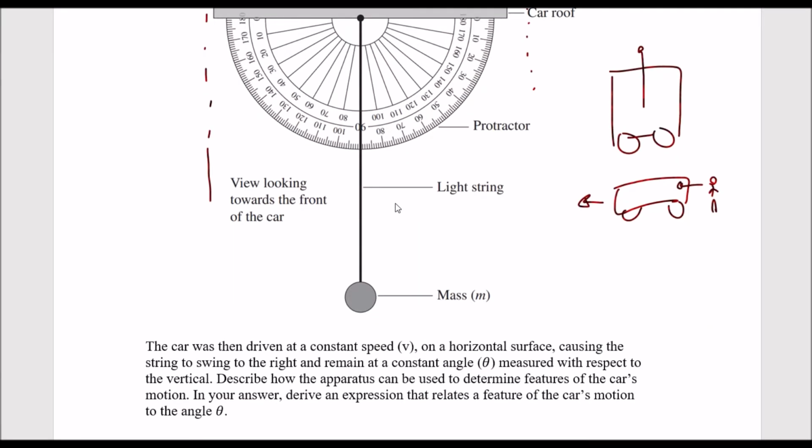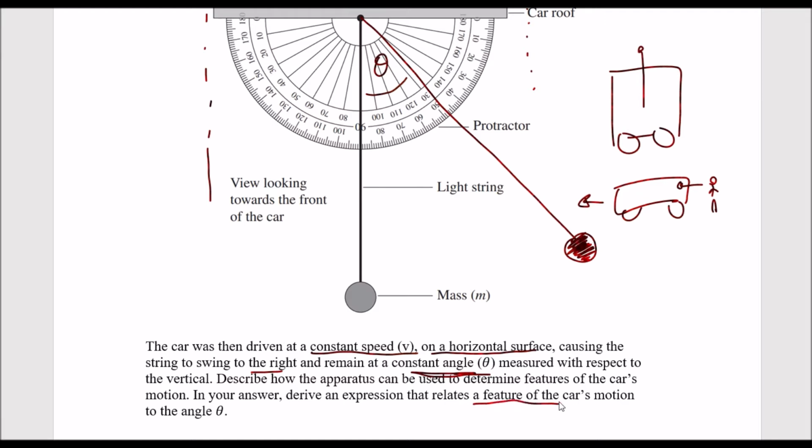What's the question asking us? It says the car is then driven at a constant speed on a horizontal surface, causing the string to swing to the right. So our pendulum will now move towards this direction here and remain at a constant angle, measured with respect to the vertical. So angle theta, like so. In your answer, derive an expression that relates a feature of the car's motion.